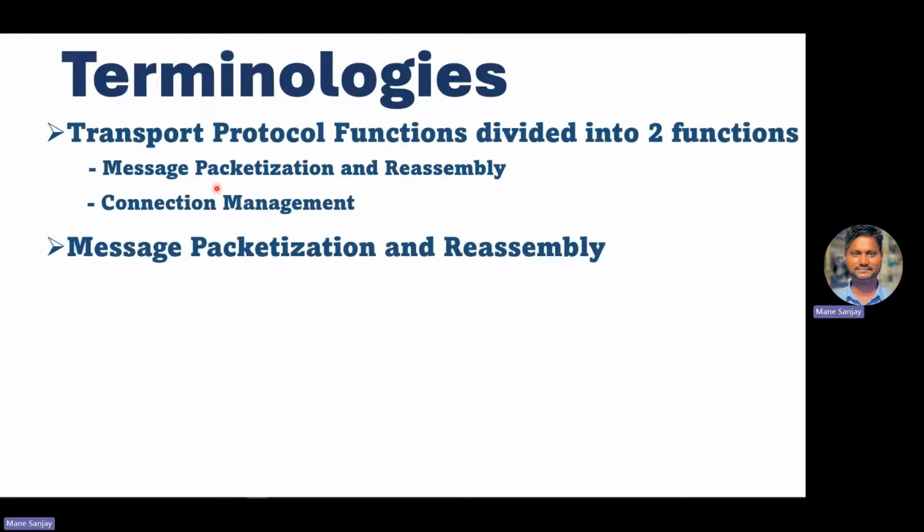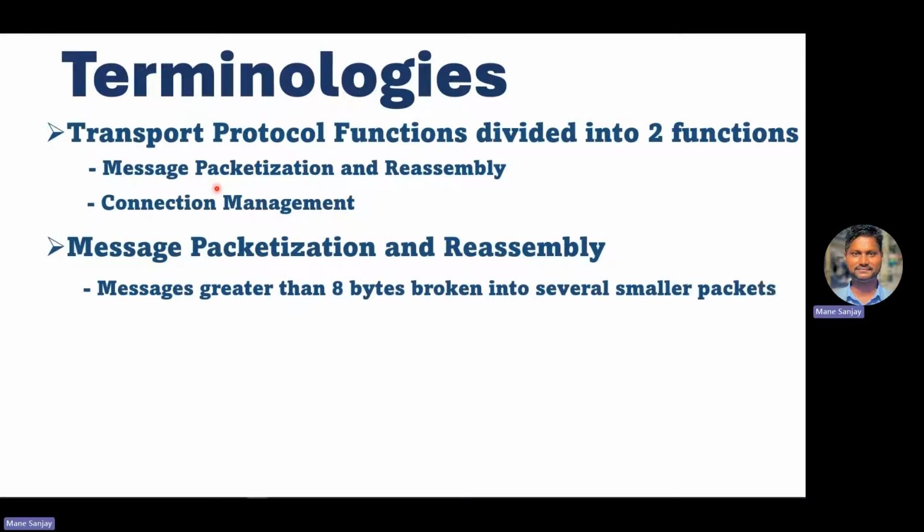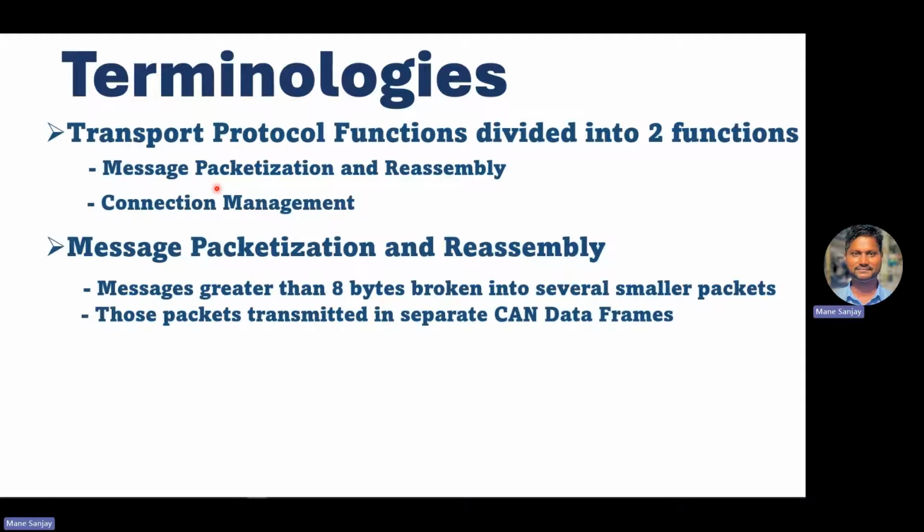Okay. So a message greater than 8 bytes is broken into several smaller packets. And those packets are transmitted in separate CAN data frames, right? If you have, as explained, 25 bytes, that means you need four CAN frames. 7 fours are 28, so the 25 bytes of information can be easily transmitted with the help of four frames. That four is called packets. So those packets are transmitted in separate CAN data frames.